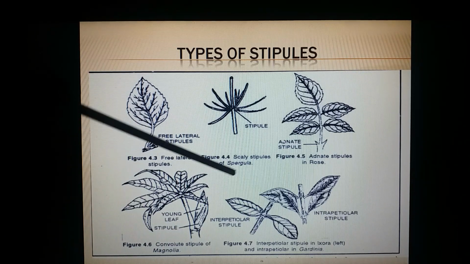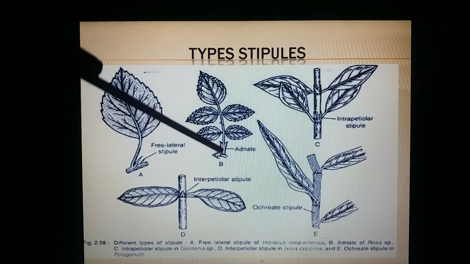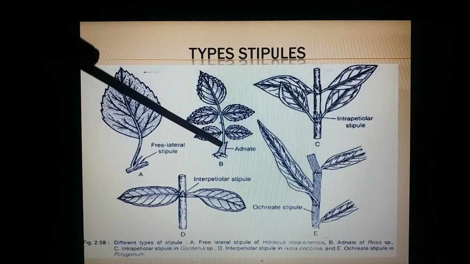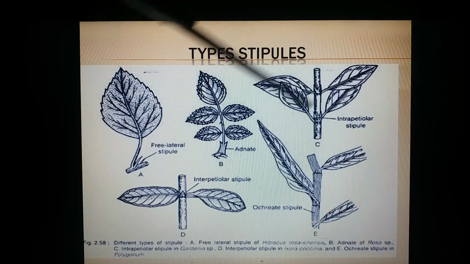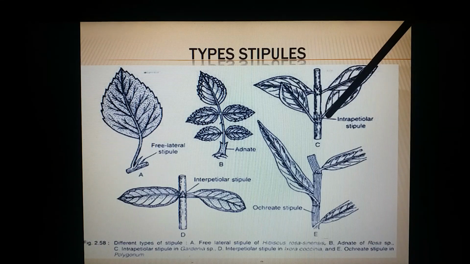Here we are watching the various types of stipules. When the two stipules are free, they are called free lateral stipules, a characteristic feature of hibiscus. The two stipules attached to the petiole to a certain extent are called adnate stipules, as in the case of rose. The two stipules fuse and lie in the axil of the leaf, called intrapetiolar stipules, in the case of Tabernaemontana.